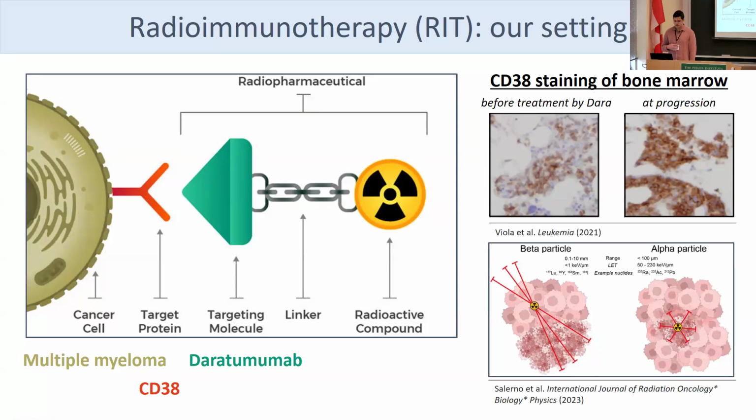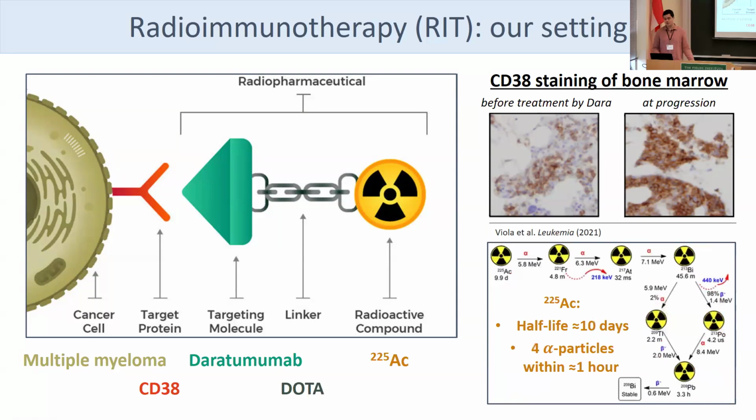Previously, our group has compared the efficacy and toxicity of two radionuclides conjugated to daratumumab in a mouse model, and we concluded that the use of actinium-225 is more promising for clinical translation than lutetium-177, which is a beta particle emitter, while actinium-225 is an alpha particle emitter. And now we are conducting a phase 1 clinical trial for assessing its safety for patients. Actinium-225 has a half-life of about 10 days and emits 4 energetic alpha particles within 1 or a few hours. Radiolabeling of daratumumab notably increases its efficacy, but however, some questions remain open.